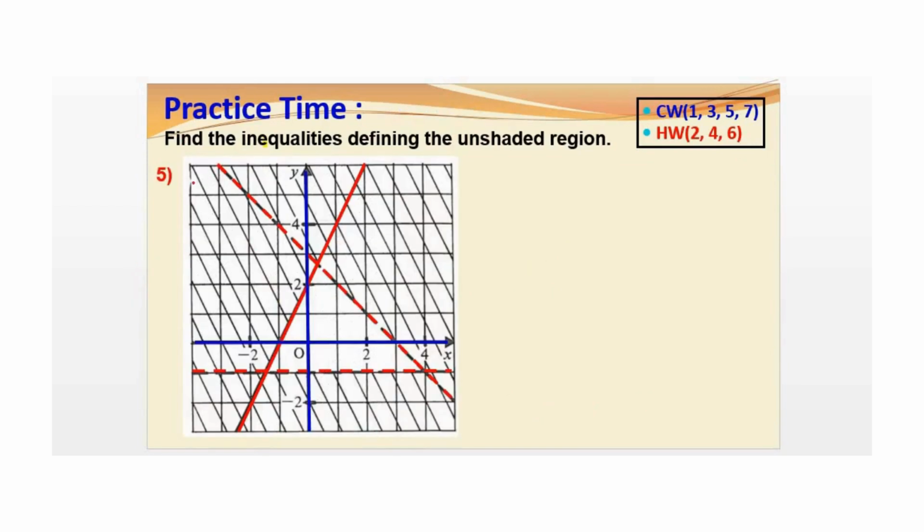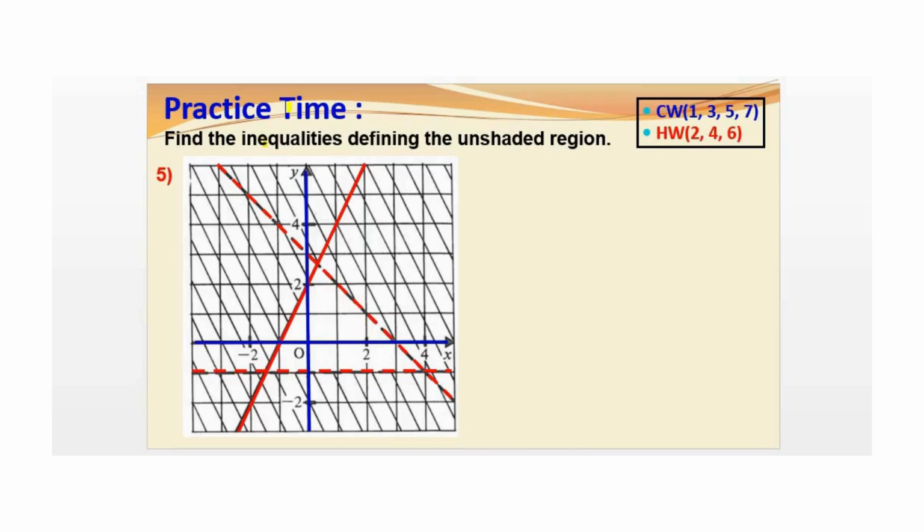Let's start question number 5 from the exercise. It says find the inequalities defining the unshaded region. So this is the unshaded region, as you can see in the picture, and we have to write the inequalities for the lines that are, you can say, the boundaries for this unshaded region.